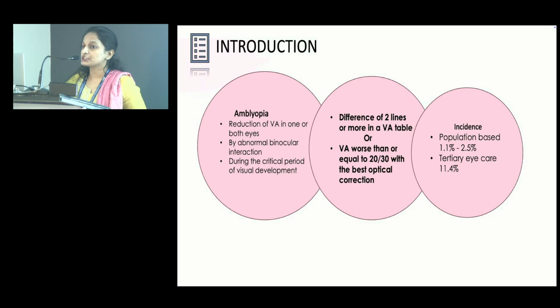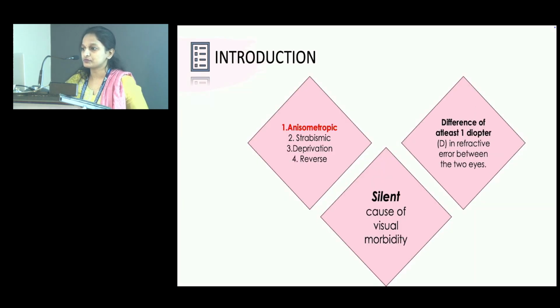Amblyopia is defined as the reduction of visual acuity in one or both eyes by abnormal binocular interaction during the critical period of visual development. So it's clinically defined as the difference of 2 lines or more in a visual acuity table. And the incidence of amblyopia in India, according to a population-based study, was 1.1 to 2.5%, and in tertiary eye care was 11.4%. There are different types of amblyopia.